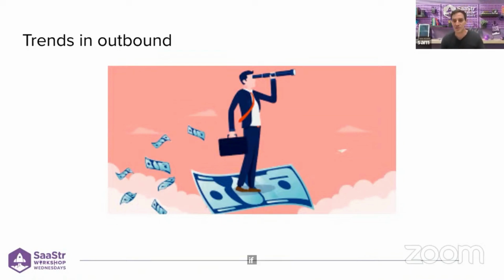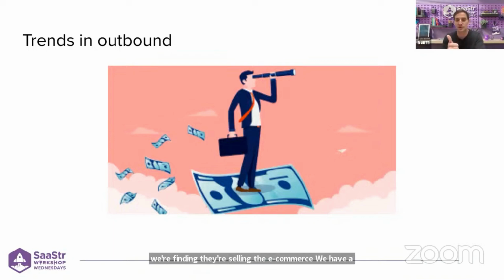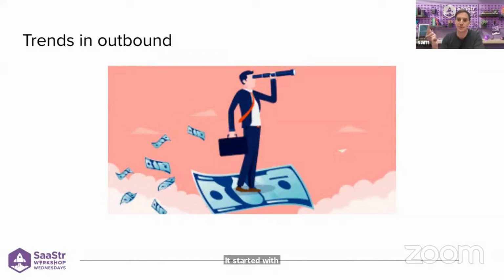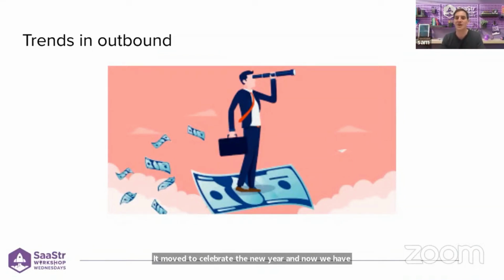They're selling to e-commerce. We have a few different tests that we are going through. One is just purely cold outbound. One is we are sending an email confirming the address to send them a bottle of champagne. It started with enjoy with your family on Thanksgiving. It moved to celebrate the new year. And now we have enjoy with your significant other on Valentine's Day. So just come up with an excuse to send somebody a bottle of Veuve Clicquot for $45, ask them to confirm their address. And that's the second option for the A/B test.